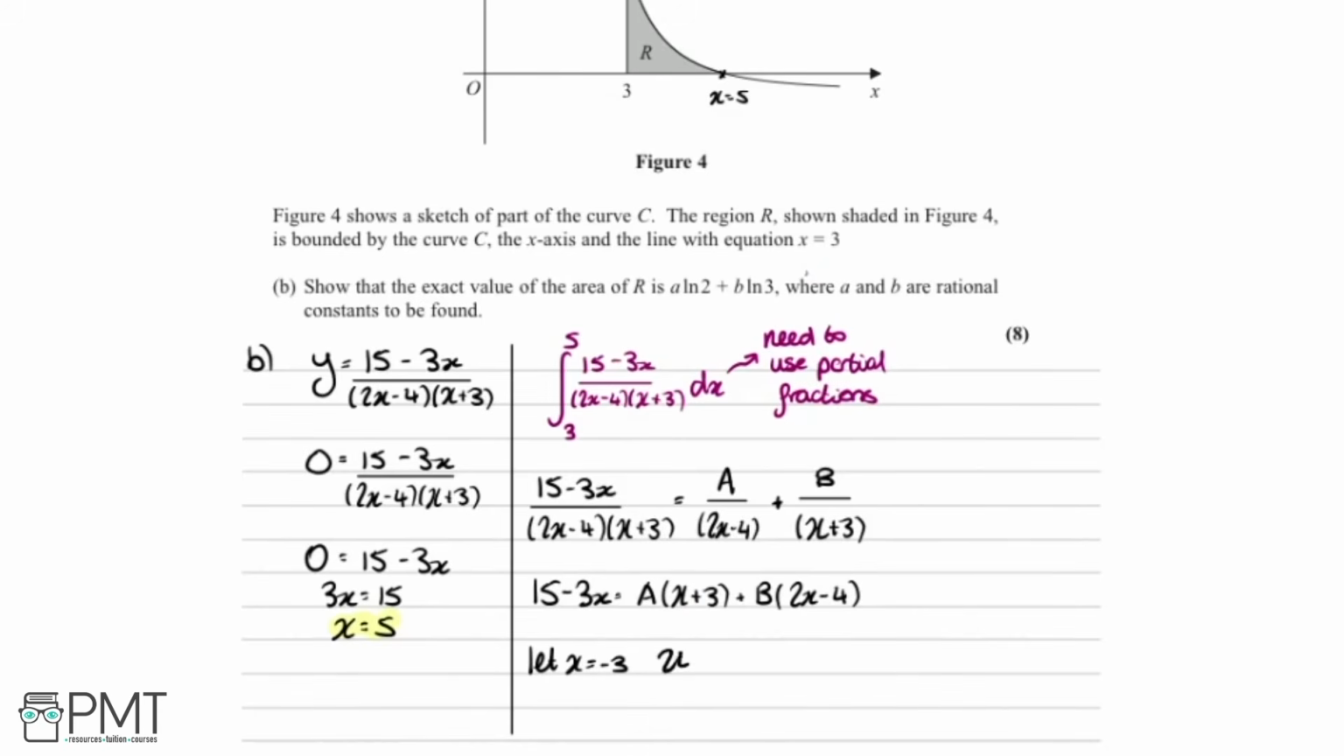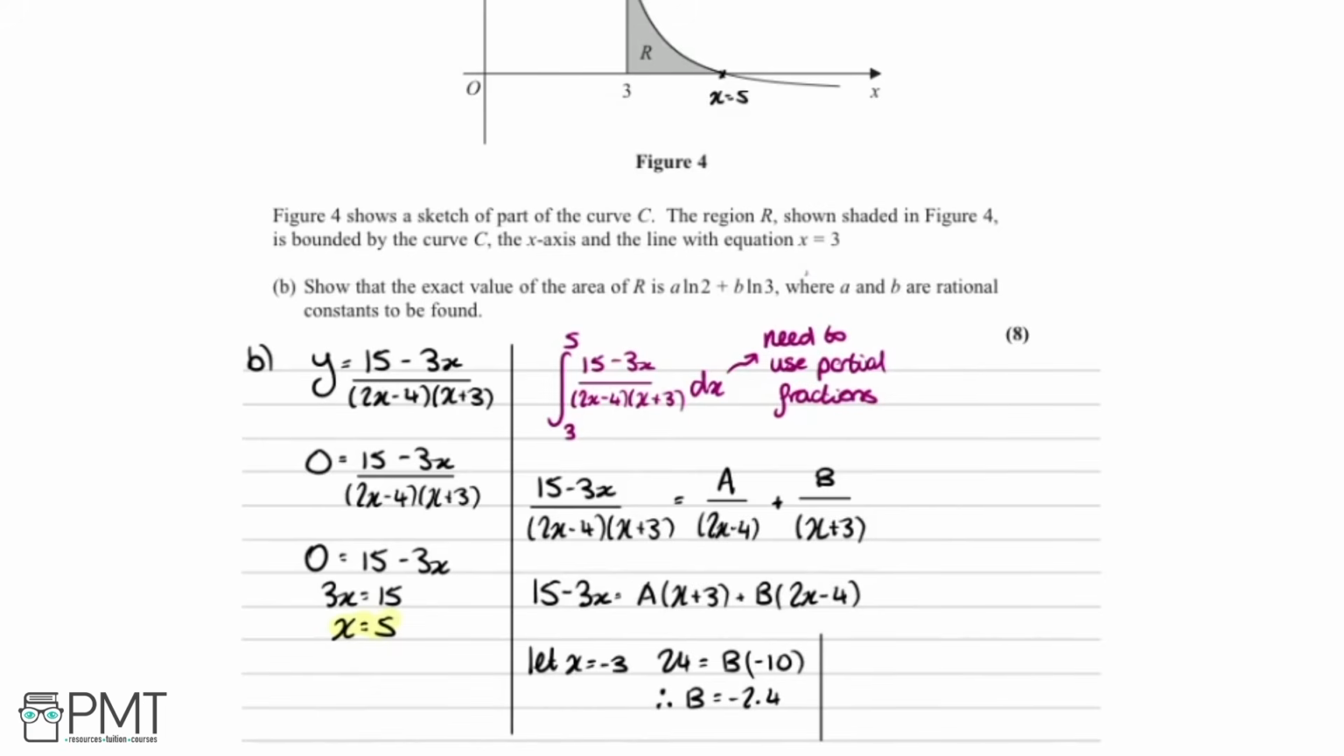So here we're going to get 24, because if we sub x equals minus 3 into here, we get 15 minus 3 times minus 3, which gives us 24. And then this bracket just goes down to 0, so we can ignore that. And that's going to equal B multiplied by, so 2 times minus 3 is minus 6. And if we take away 4 from that, it goes to minus 10. So therefore B equals minus 2.4.